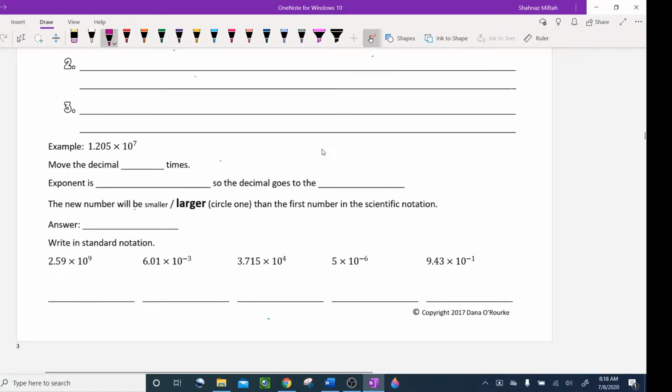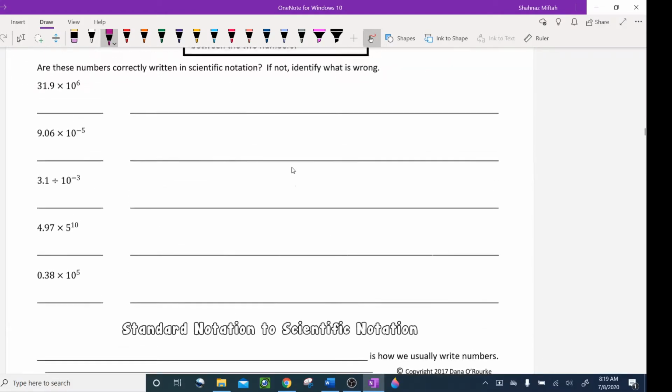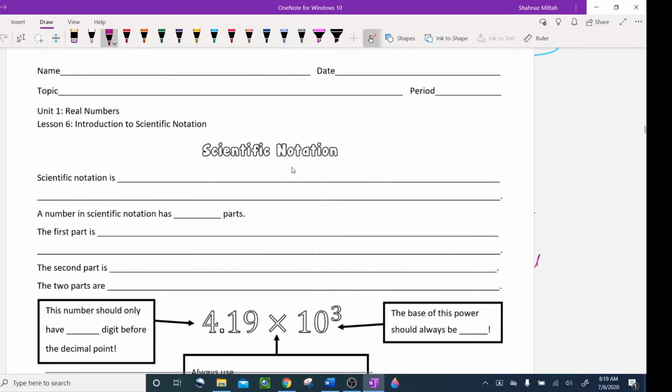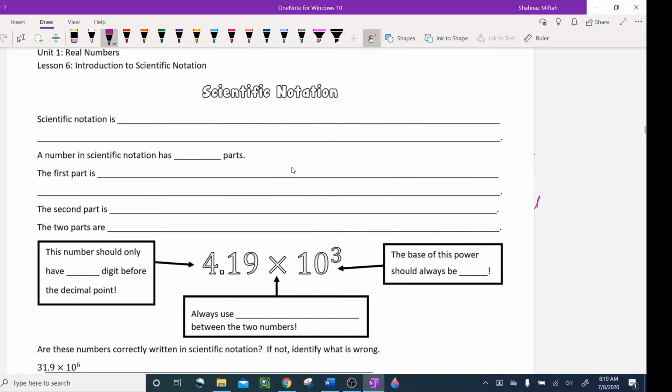In this video, we will be talking about scientific notation, an introduction to scientific notation. I will show you how to change scientific notation into standard notation and standard notation to scientific notation, without a calculator and with the calculator. So let's go ahead and start.